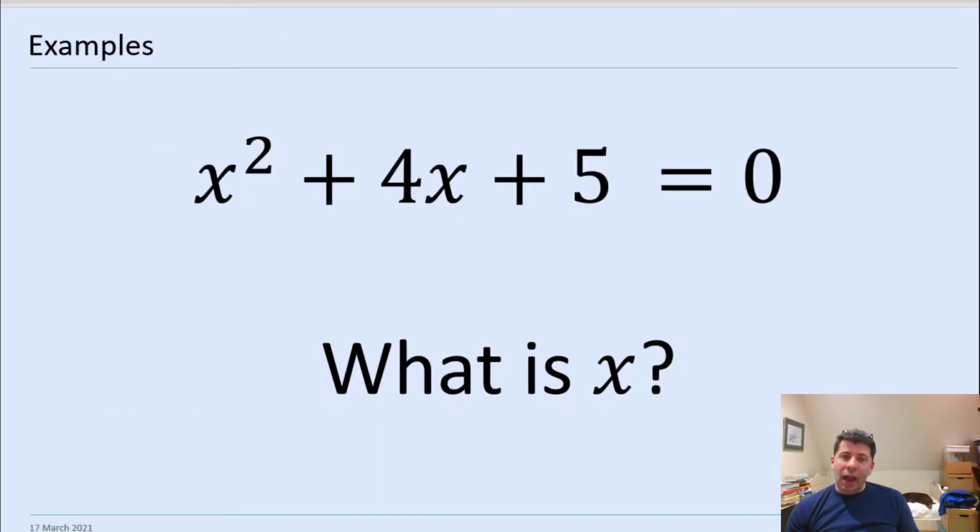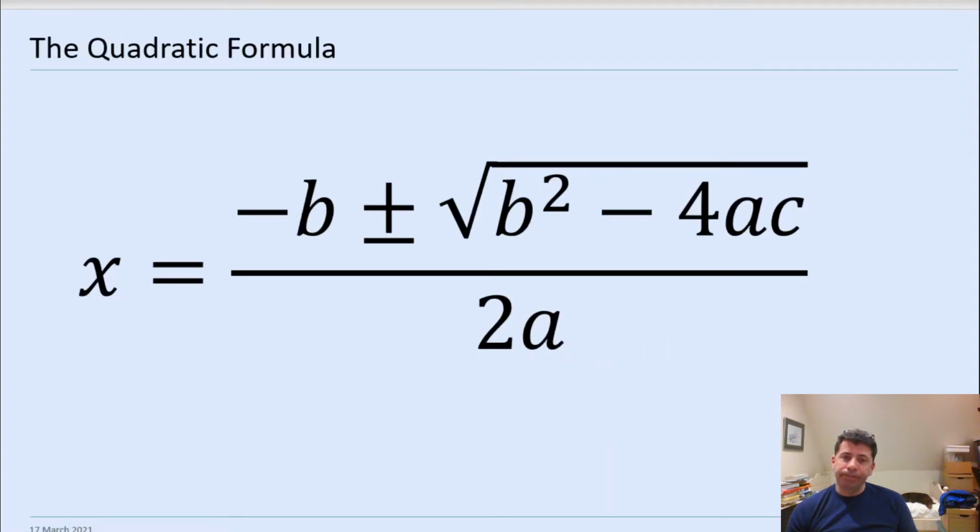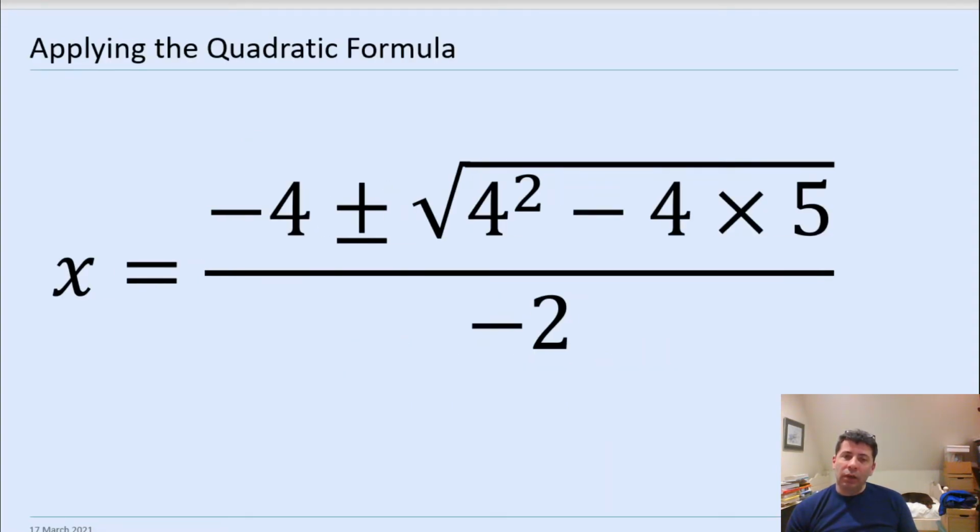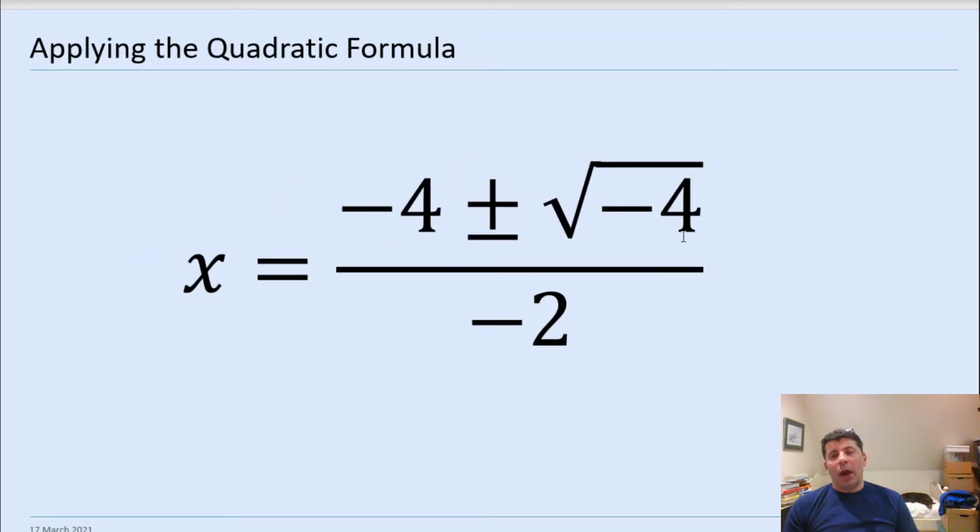Okay, one more. X squared plus 4x plus 5 equals 0. So we've got b is 4, a is 1, c is 5. Here's the formula. So when we pop things in, here's what we get. Minus 4, that's fine, plus or minus the square root of 4 squared, which is 16, minus 4 times 5, which is 20. So actually what we've got here is the square root of a minus number.